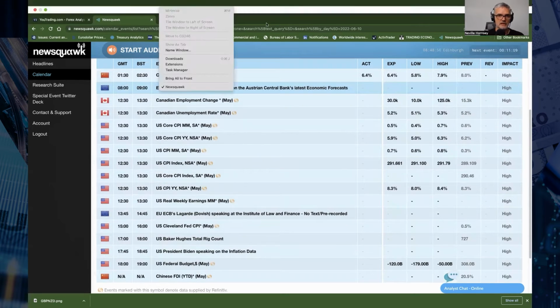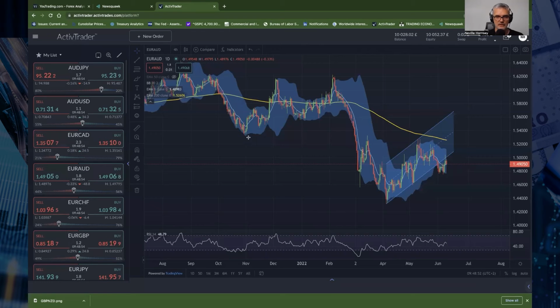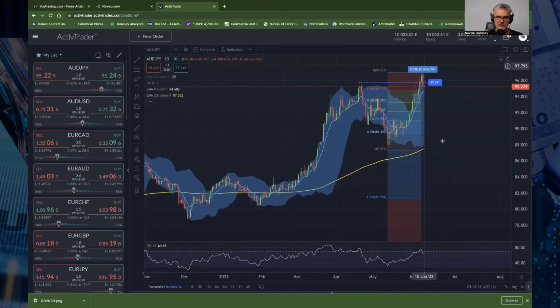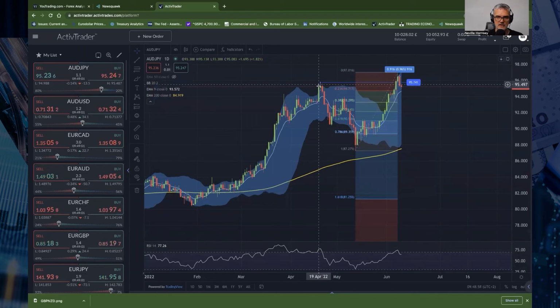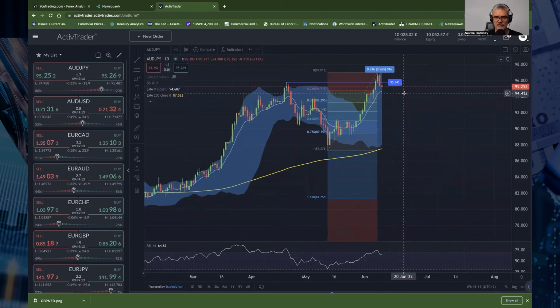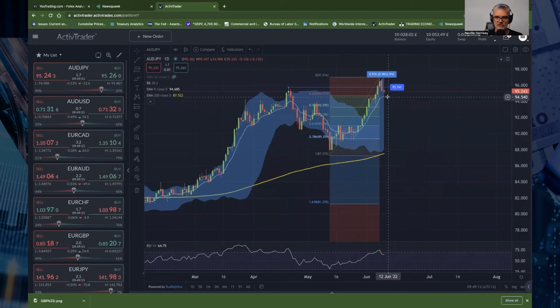We go to the active trader platform. Start with Australian dollar versus the yen. Had been an impulsive move to the upside, swept the high from 19th, 20th of April. We then found the low on the 8th of June, acting as support at this old resistance. We broke through it yesterday, and today is a continuation of that move. Like I said, the yen is stronger today.